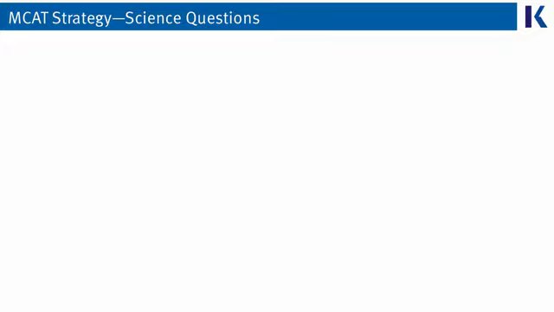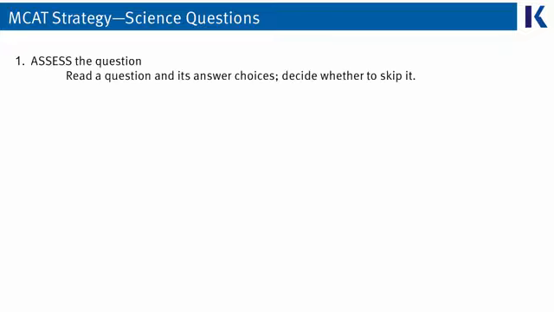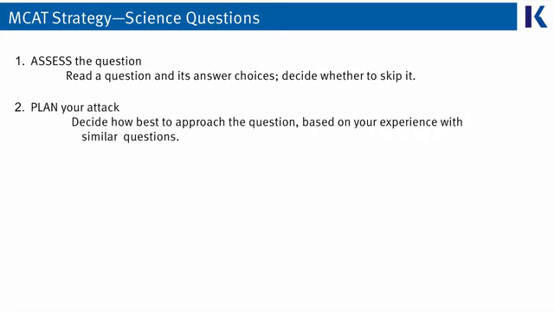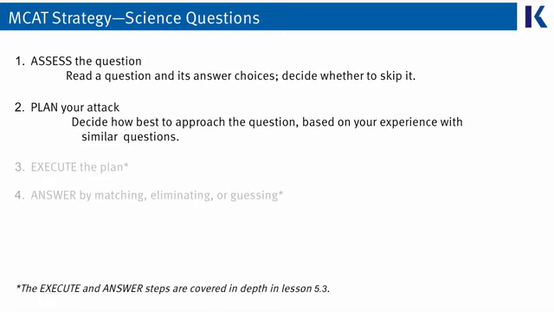The Kaplan method is composed of 4 steps. In the first step, we assess the question by looking at the question stem and its answer choices. At the end of the assess step, we should be able to make a binary decision. Is this a question we're going to tackle now, or is it one to skip and attack later? Once we've assessed the question, we'll plan our attack. This is the step where we decide the appropriate first step and subsequent steps after that. The last 2 steps, execute and answer, we won't see too much of in this lesson, but not to worry. Lesson 5.3, which you'll probably watch right after this one, covers those 2 steps in great detail.